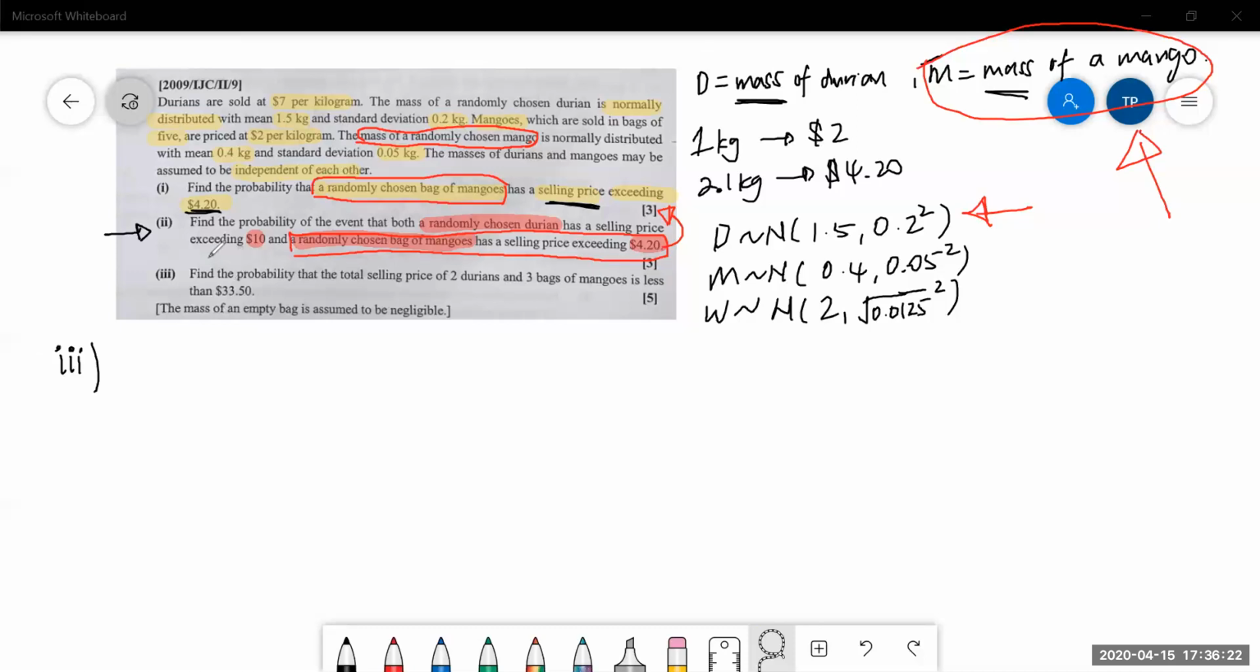Find the probability that the total selling price of 2 durians and 3 bags of mangoes is less than $33.50. So we have 2 durians. No, now we want 2D plus 3 bags of, sorry. 2 durians 3W means D1 plus D2 plus, sorry, not M1, W1 plus W2 plus W3.